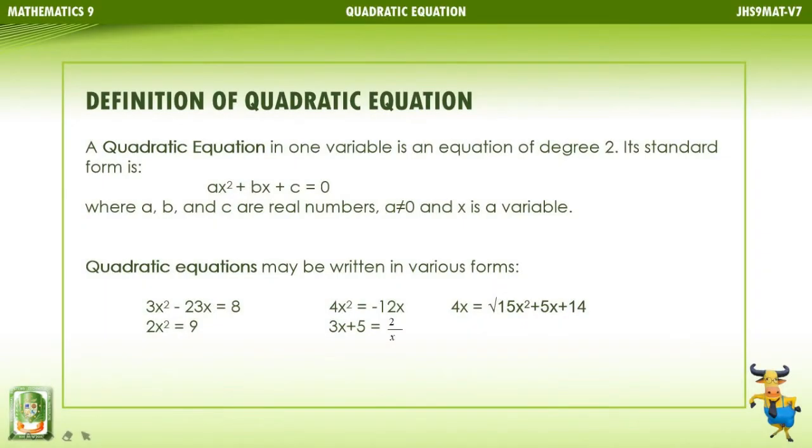Definition of quadratic equation. A quadratic equation in one variable is an equation of degree 2. Its standard form is ax squared plus bx plus c equals 0, where a, b, and c are real numbers, a not equal to 0, and x is a variable. Quadratic equations may be written in various forms: 3x squared plus 23x equals 8, 4x squared equals negative 12x, 4x equals the square root of 15x squared plus 5x plus 14, 2x squared equals 9, 3x plus 5 equals 2 over x.